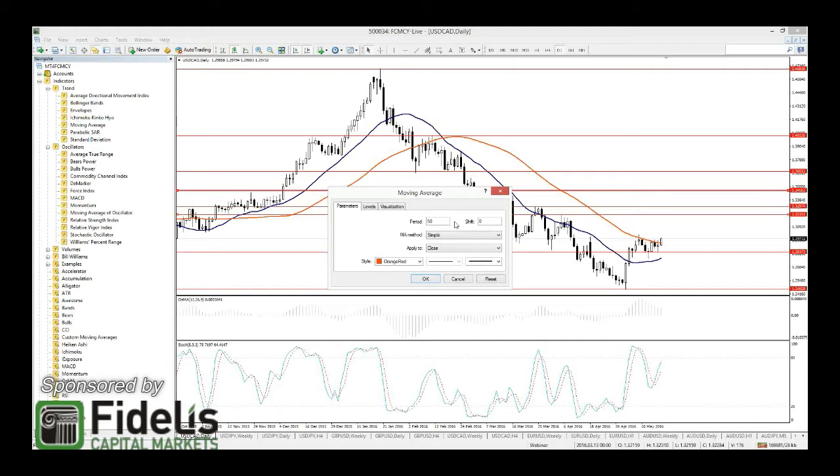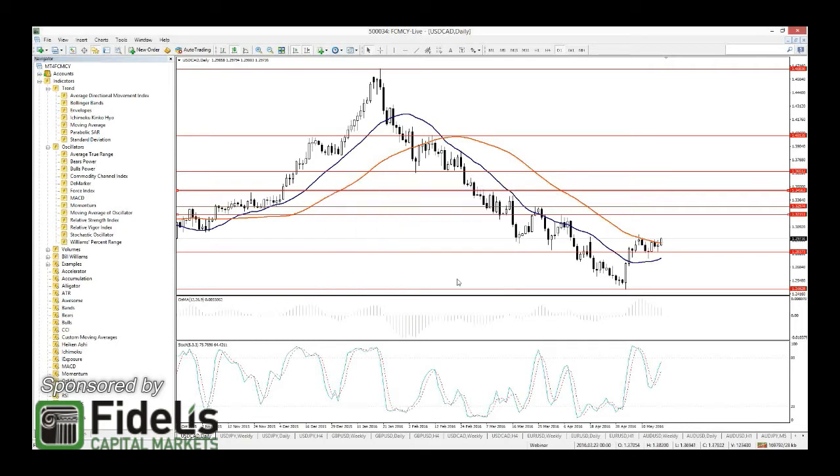Of course, we need to keep in mind that the longer the period we apply in the moving average, here for example 50, the higher the lag, because we need to incorporate more periods in the calculation.